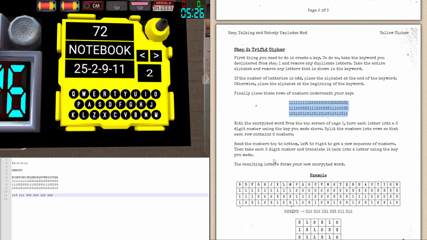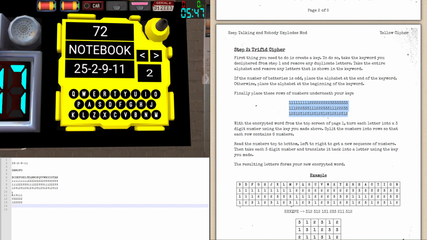Then we're going to split these numbers into rows so that each row contains 6 numbers. To do so, I take the first 2 numbers, and that'll be our first row. Then the third and fourth numbers become our second row, and then finally the fifth and sixth numbers become our third row. Then we're going to read these numbers top to bottom, left to right.